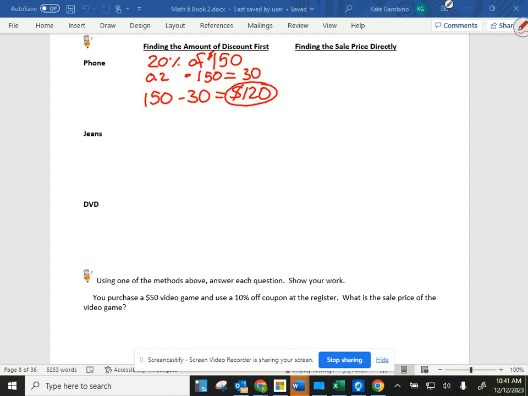Remember, we write down our calculations so we know what math we're going to put into our calculator. So let's look at our jeans. There's an $80 pair of jeans goes on sale for 60% off. If we're using this method, what am I going to write first?